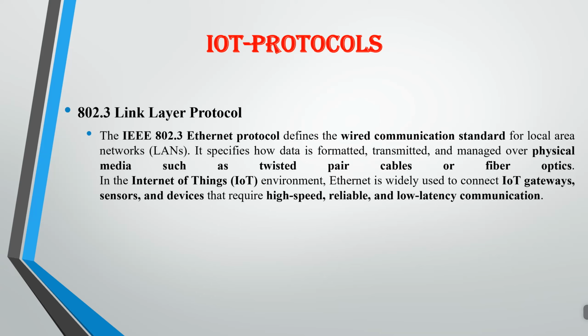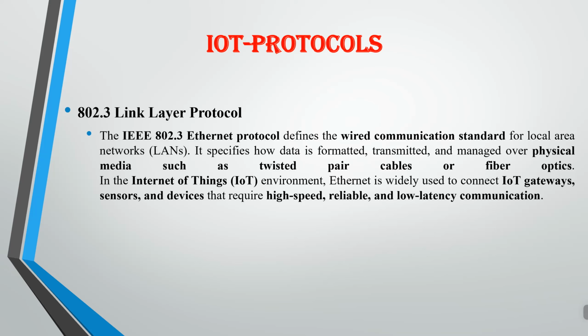So here, one of the protocols in the link layer is the 802.3 protocol. It's an Ethernet standard protocol which defines a wired communication standard for local area networks. So the 802.3 link layer protocol is an old protocol for Ethernet connection. We had different types of connections, topologies, if we know topologies. So Ethernet is one of the topologies where the Ethernet protocol defines the wired communication standard for local area networks.